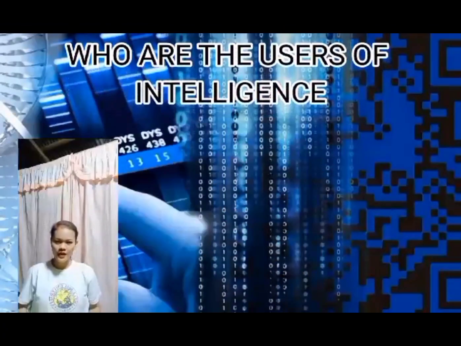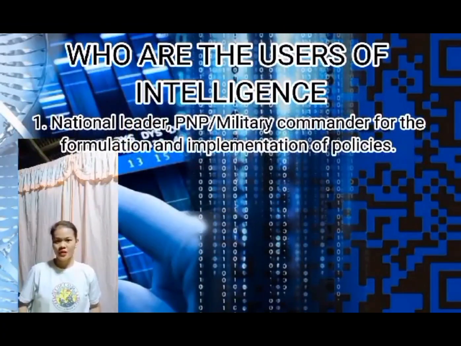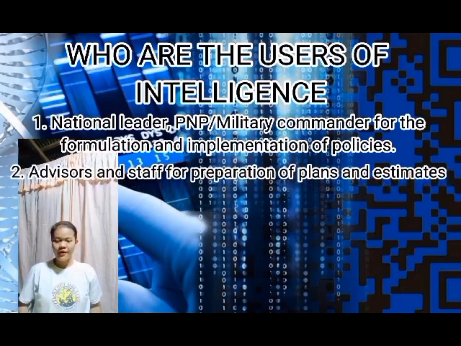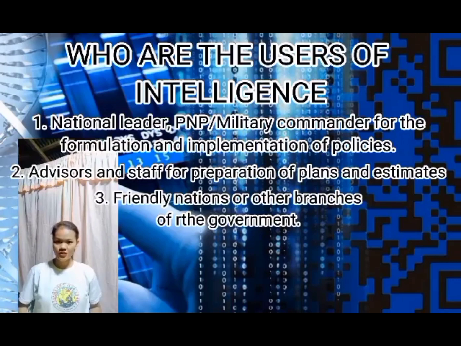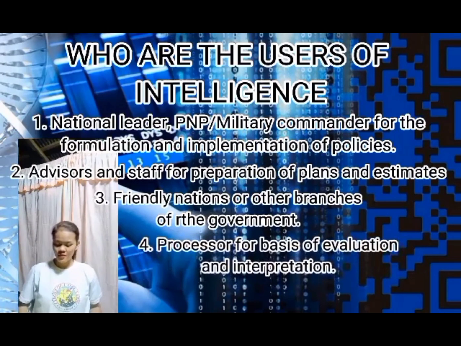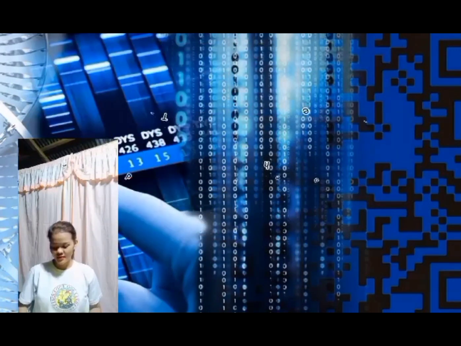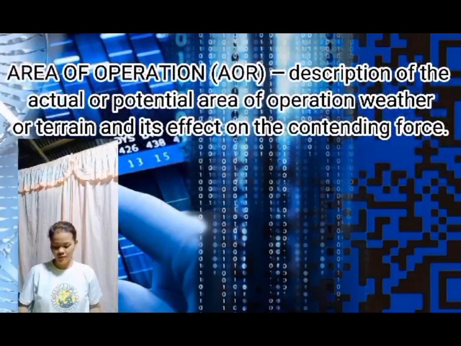Who are the users of intelligence? First, national leader, PNP, military commander for the formulation and implementation of policies. Second, advisors and staff for preparation of plans and estimates. Third, friendly nations or other branches of the government. Last, processor for basis of evaluation and interpretation. Next, what is the area of operation? The area of operation is the description of the actual or potential area of operation, weather or terrain, and its effect on the contending force.